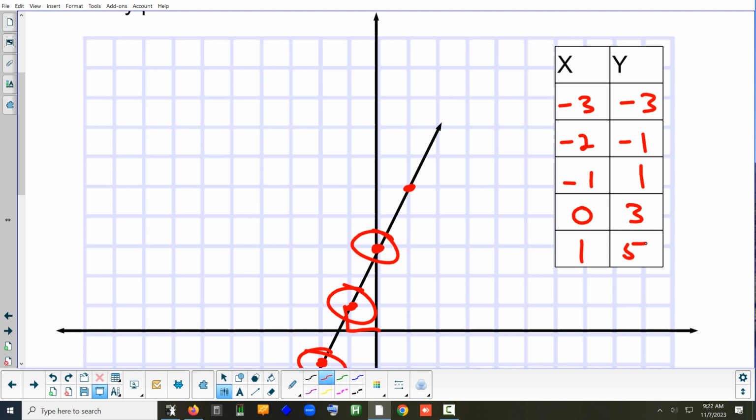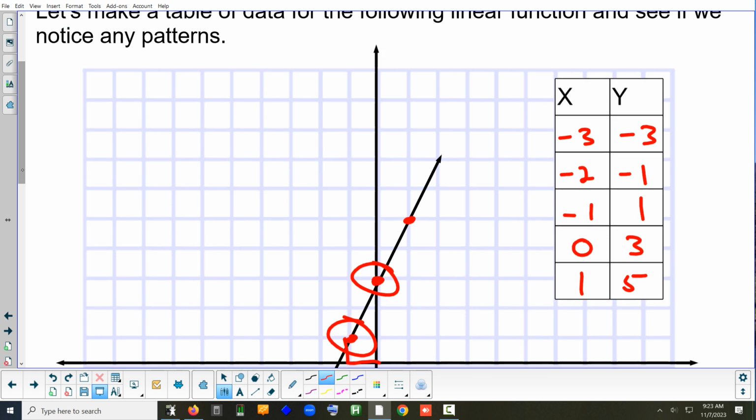Right. So what I want to do is look for a pattern and just see if we notice anything. How do you get from -3 to -2? Add 1. Okay. How do you get from -2 to -1? Add 1. And then here? Add 1. Okay, it's always adding 1. That's one thing we're going to look for. If the x's go up by 1 each time, let's see what happens to the y's.